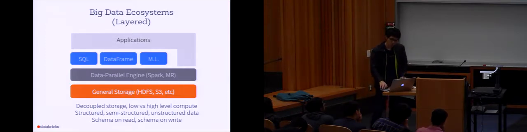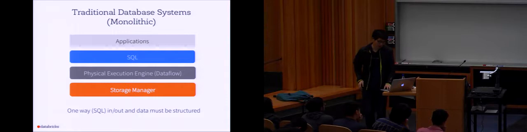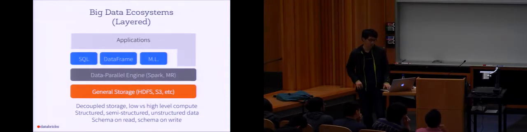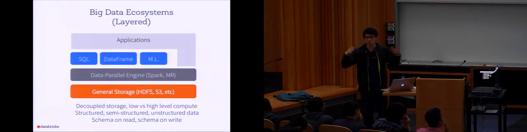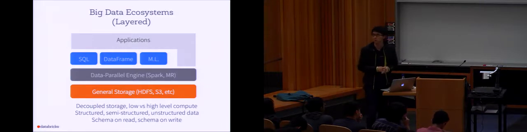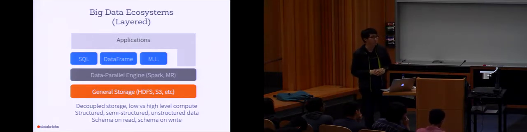So this is actually a fairly big difference between how traditional database systems work versus the new big data ecosystem. The big data ecosystem is a lot more open and flexible, in the sense that you can dump whatever you want into it. You might have trouble reading it out, but you can dump whatever you want into it. And you can choose a variety of different programming frameworks and models.